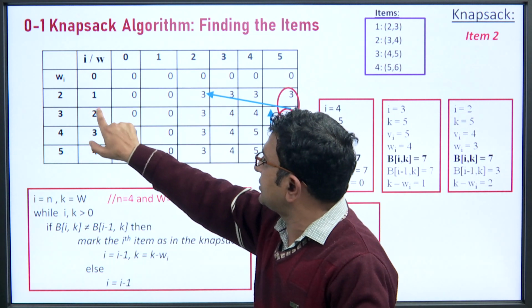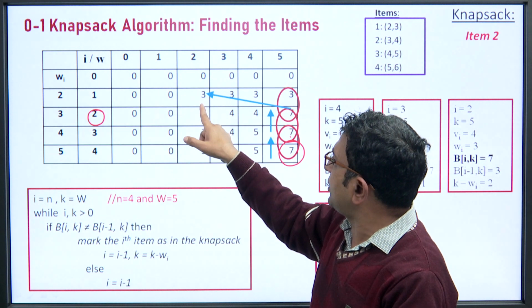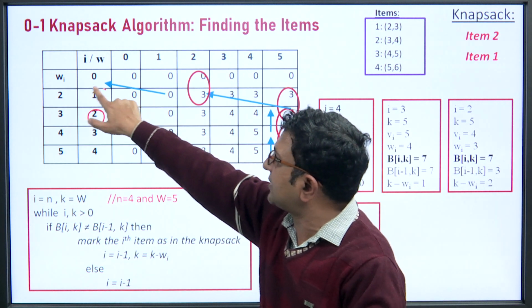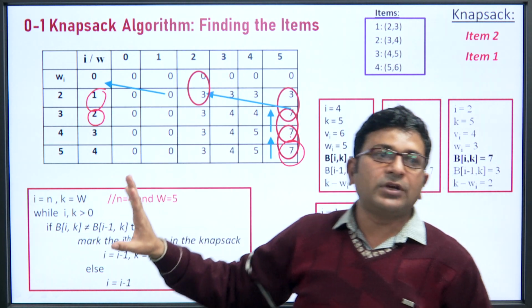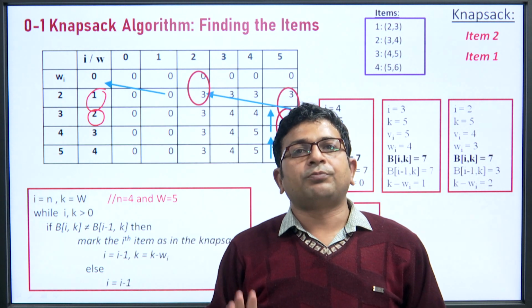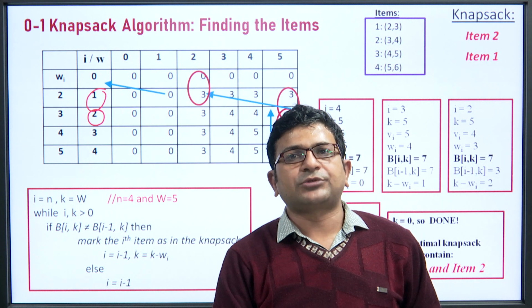So, what is the ith item? Second. So, the second item would be included. Now, we come here, just see the values are not the same. So, in that case the first item would also be included. So, in this way we can say that item 1 and item 2 both play a role in getting the highest value in the knapsack.